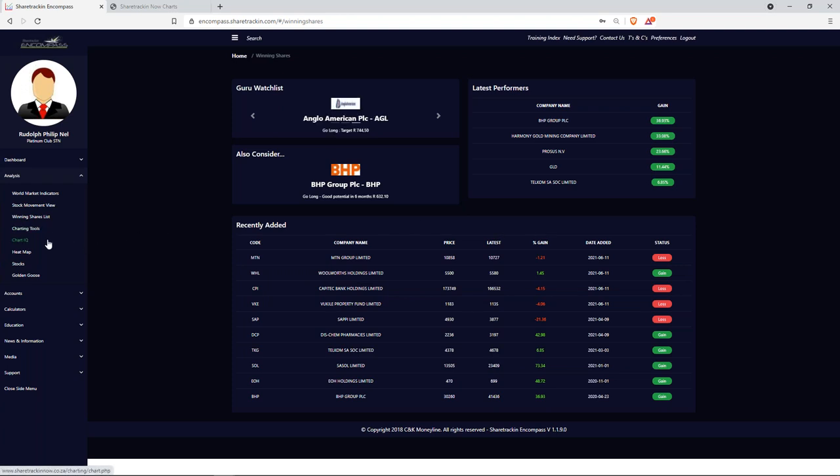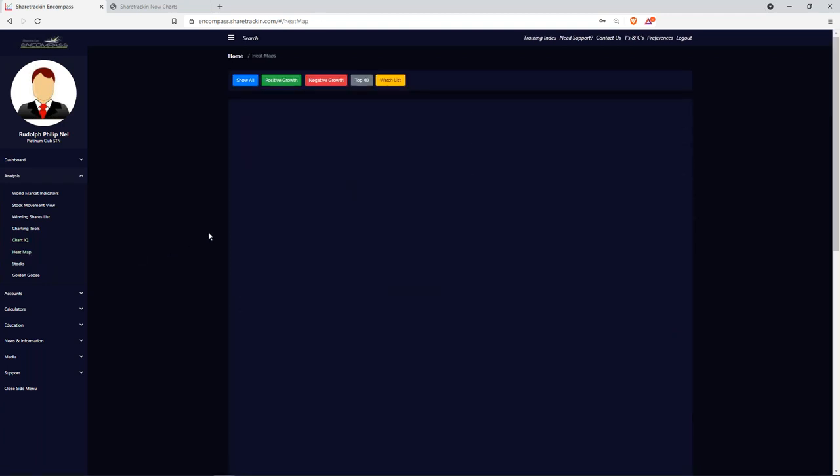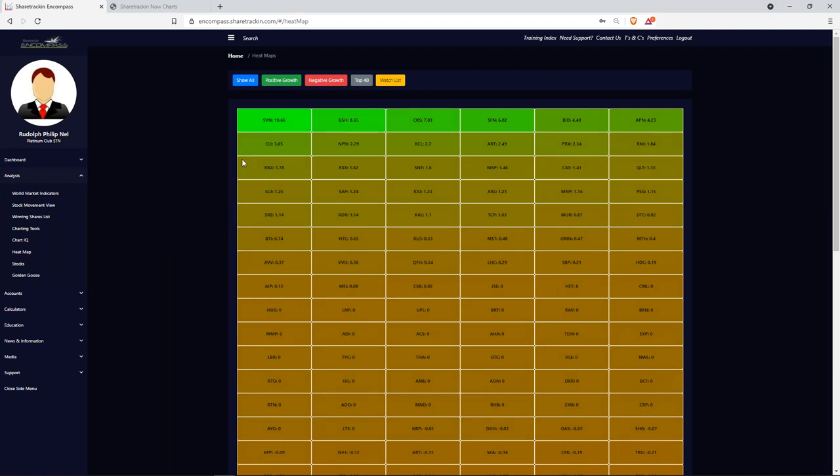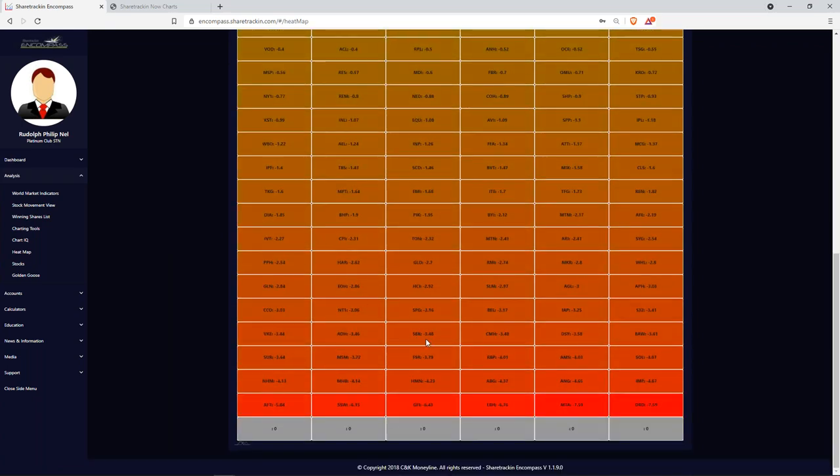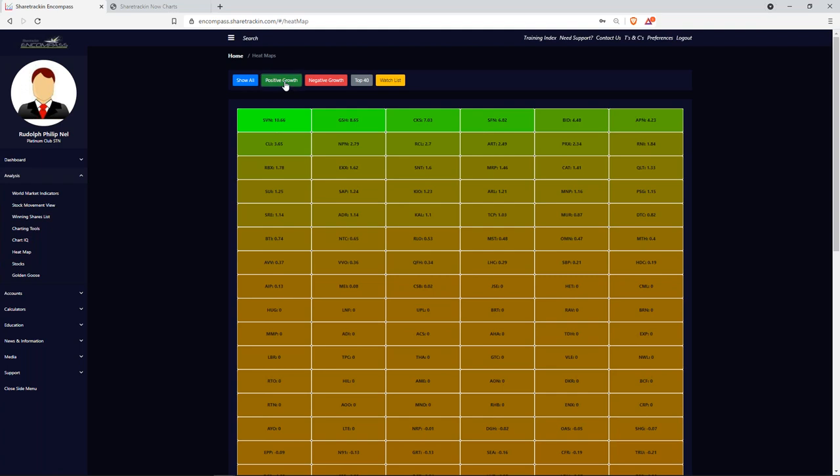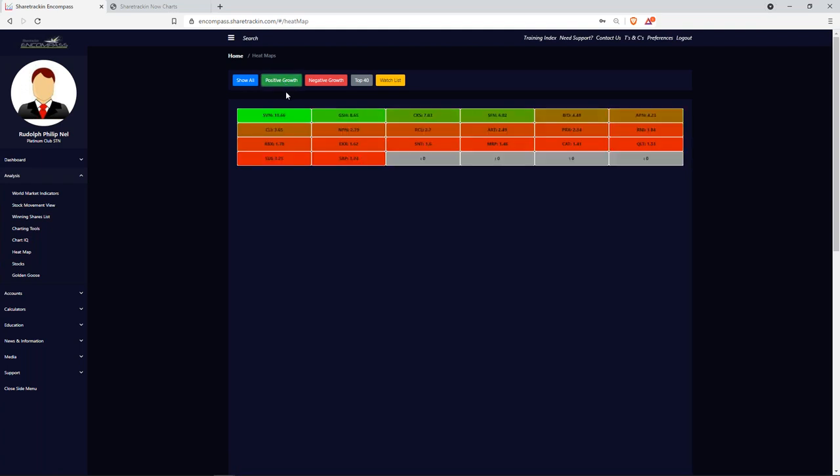Charting tools and Chart IQ we will go through in session two. Heat map just basically gives you a heat map of all the shares. So for instance, SVN is the best performer for the day. Where it gets more red will give you the weakest share right at the bottom for the day. And then your positive growers will give you the positive growers for the day. So green being the best, red being the worst. And then negative growth would show you DRD Gold was the one that fell the most, where DSY was the one that fell the least, right? So red being the worst, green being the best.